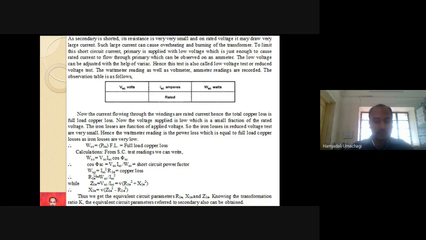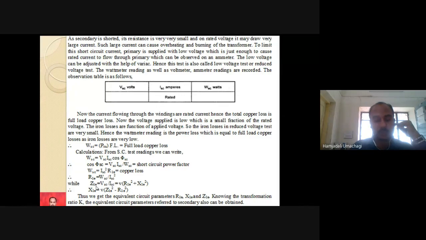Once you know this full load copper loss, the other formula for copper loss is what? I squared R, yes or no? So I is written as ISC square and R is written as R1E. What is R1E? Equivalent resistance referred to the primary side. R1E is nothing but R1 plus R2 dash. From this I know WSC, and I know ISC square. Now you calculate R1E. R1E is nothing but WSC by ISC square.